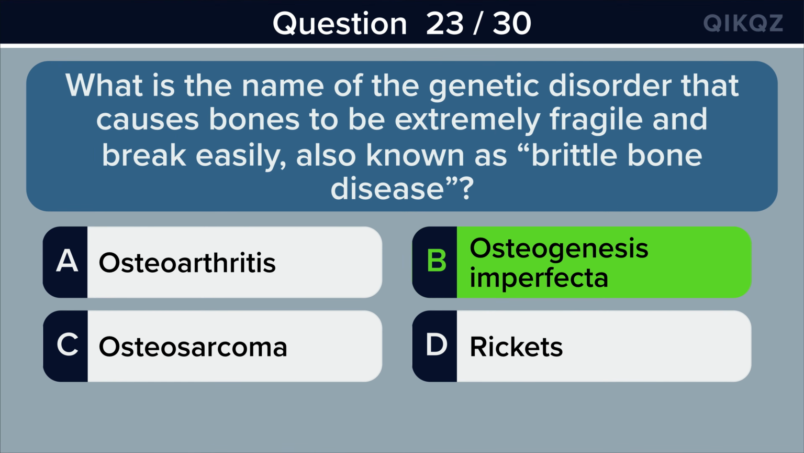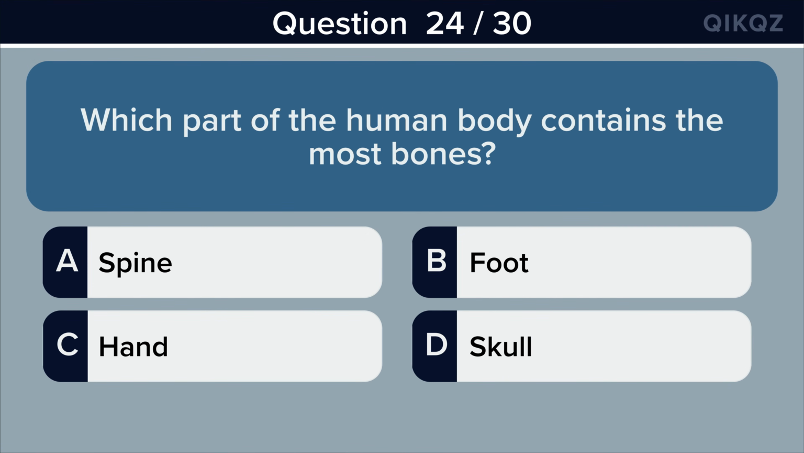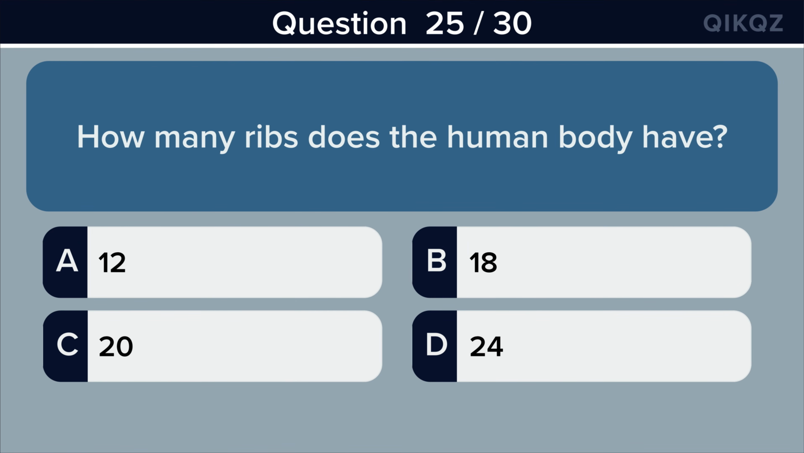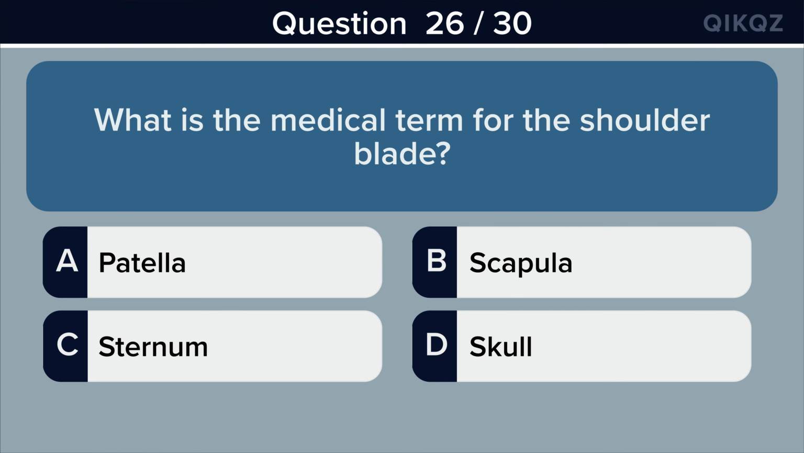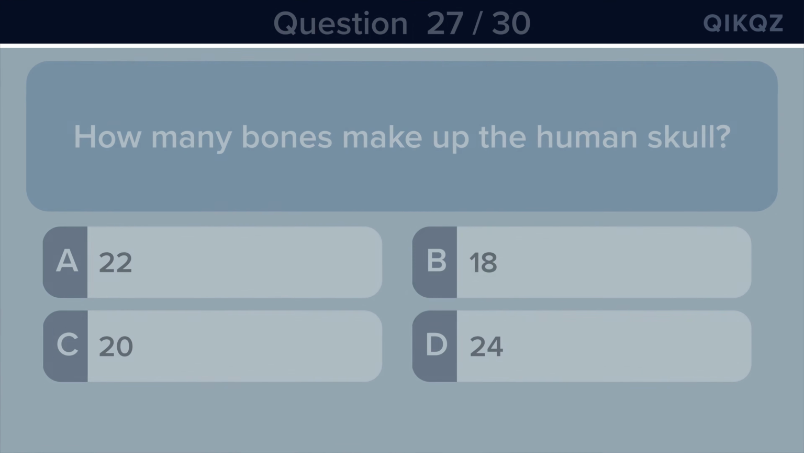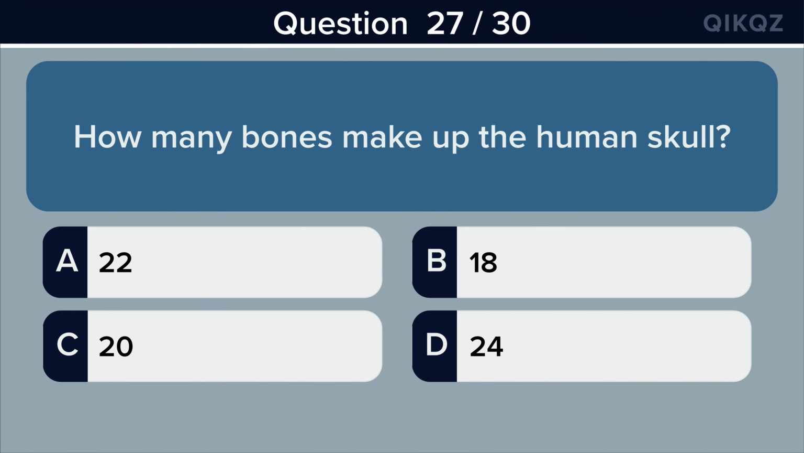Osteogenesis imperfecta. Which part of the human body contains the most bones? Hand. How many ribs does the human body have? 24. What is the medical term for the shoulder blade? Scapula. How many bones make up the human skull?